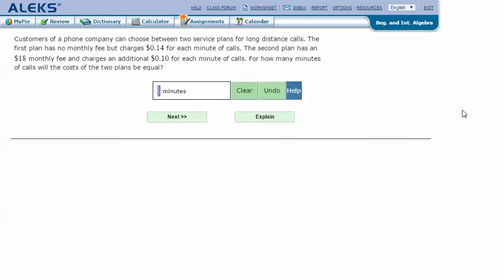Customers of a phone company can choose between two service plans for long-distance calls. The first plan has no monthly fee, but charges 14 cents for each minute of calls. The second plan has an $18 monthly fee and charges an additional 10 cents for each minute of calls. For how many minutes of calls will the costs of the two plans be equal?